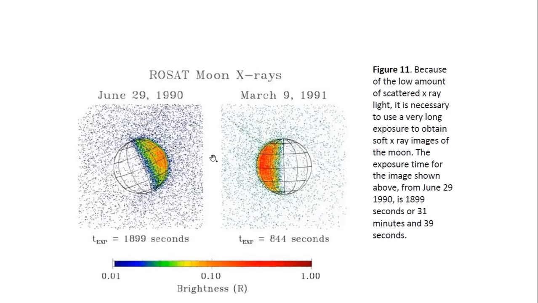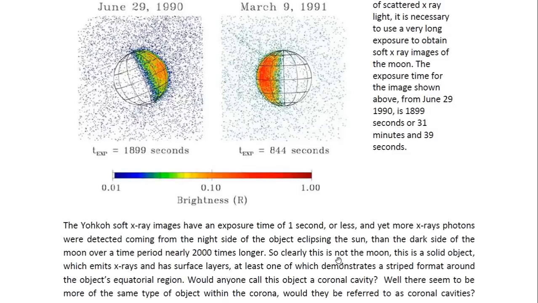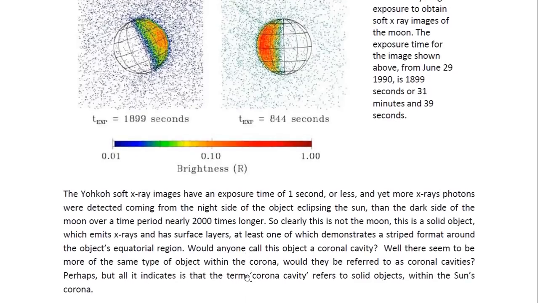And yet the Yohkoh images have an exposure of only about 1 second. So more X-ray photons were detected coming from the night side of that object eclipsing the Sun than the dark side of the Moon over a time period nearly 2,000 times longer. So clearly this is not the Moon. This is a solid object which emits X-rays and has surface layers, at least one of which demonstrates a striped format around the object's equatorial region.